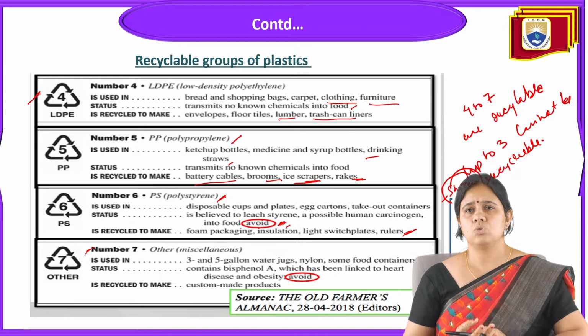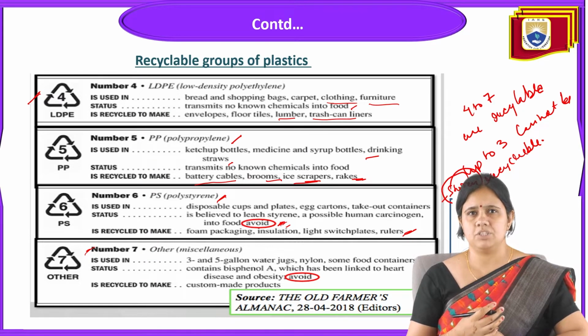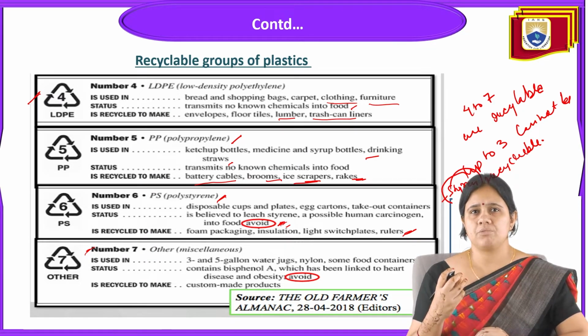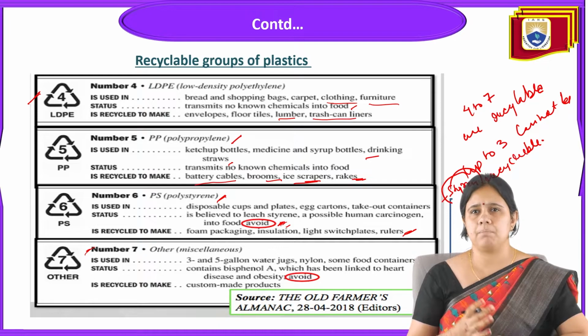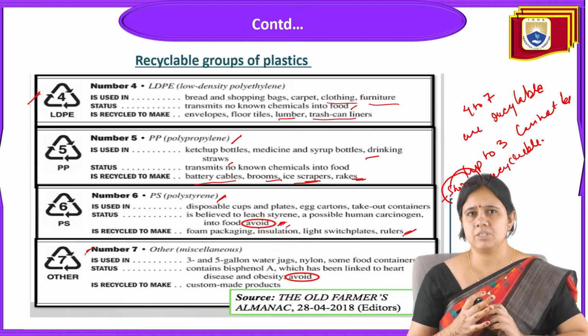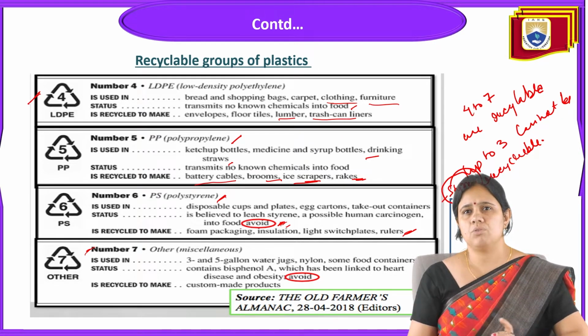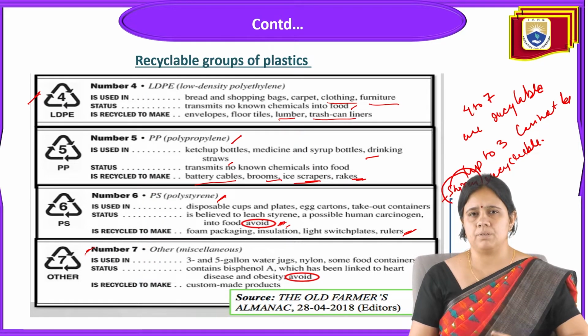Carcinogen means a substance which causes cancer by changing the mutation of your genes. That's why this word is used. So number 6 is a carcinogen, polystyrene, mostly used in disposable cups and plates, egg cartons, and takeout containers, and it is very dangerous because it leaches the styrene compound. So only 2, 4, and 5 can be acceptable. Others, 6 and 7, cannot be acceptable.